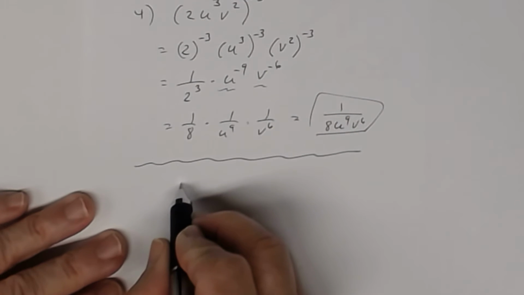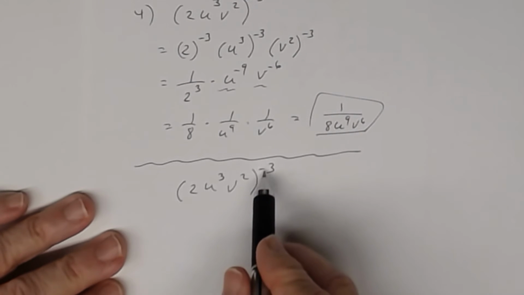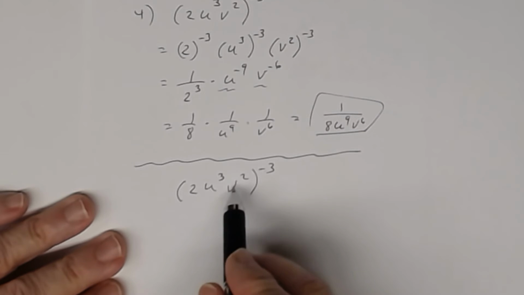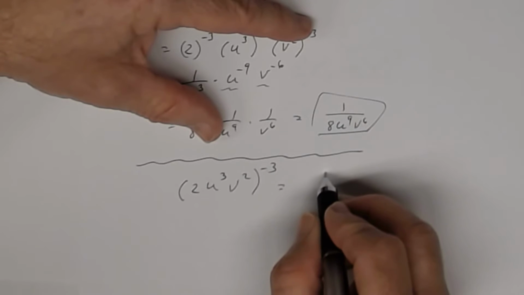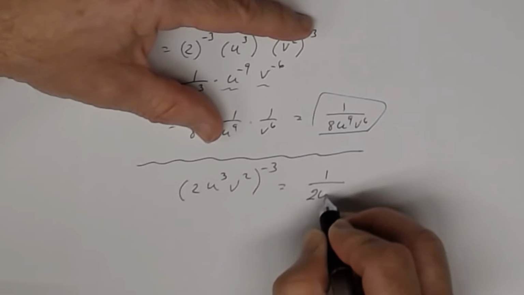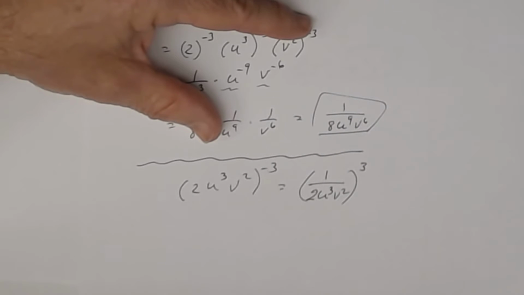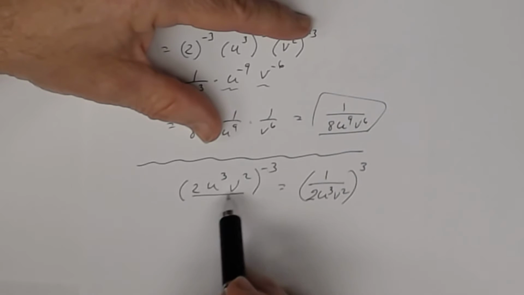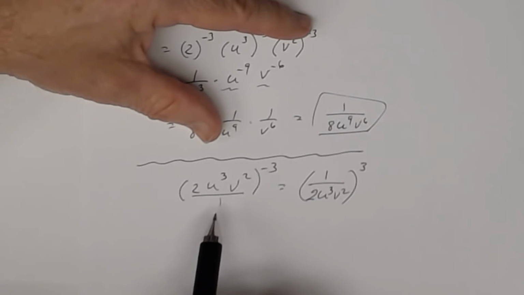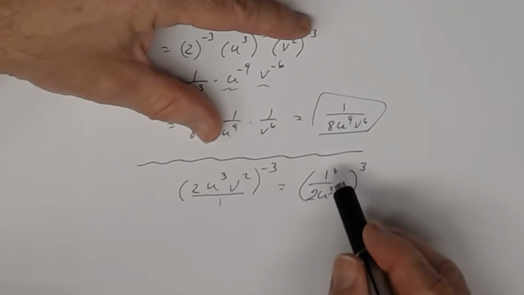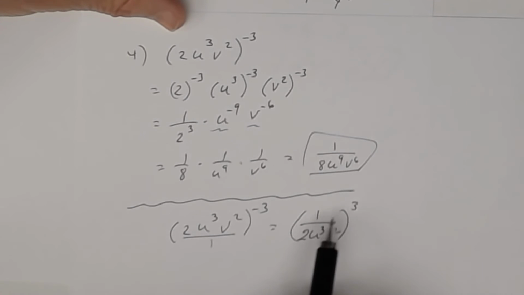So watch what happens. So 2u to the third v squared raised to the negative third. If I'm going to make this exponent positive, I'm going to take the reciprocal of this. So that becomes 1 divided by 2u cubed v squared, all raised to the third power. Okay? Now remember, this 1 here is actually from here. So to make that exponent on the outside positive, you take the reciprocal. And then we're going to take the power of a quotient. So here I took the power of a product. Here I'm going to take the power of a quotient.